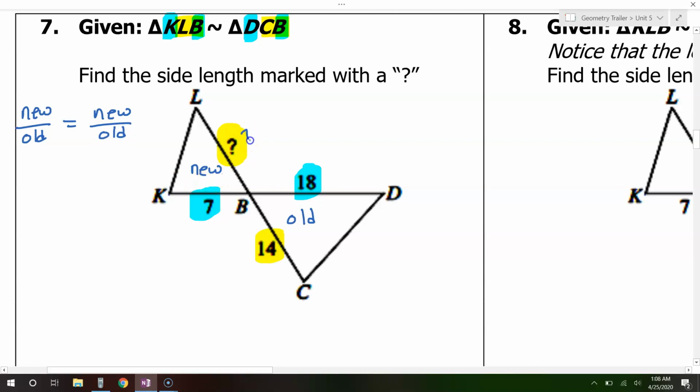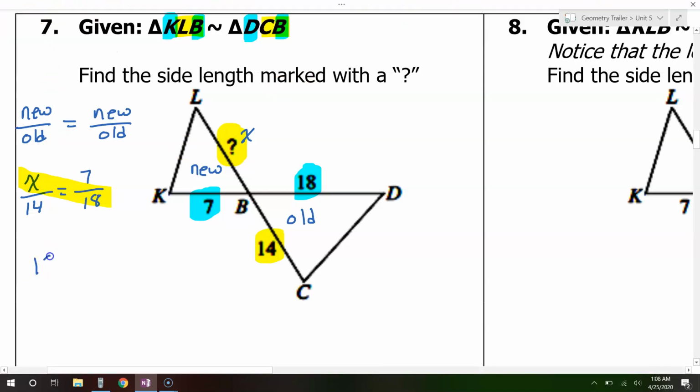Okay, so I'm just going to put an X instead of a question mark, but looking at the yellows, new over old would be X over 14. Now, looking at the blues, new over old would be 7 over 18. Then you just cross multiply. So we've got this diagonal.